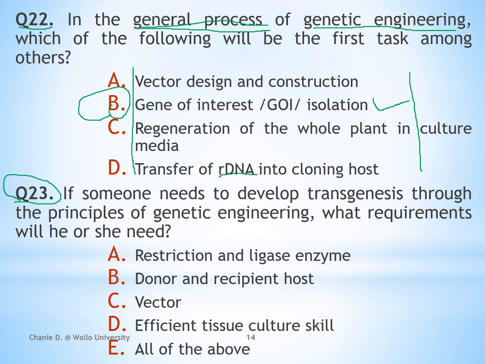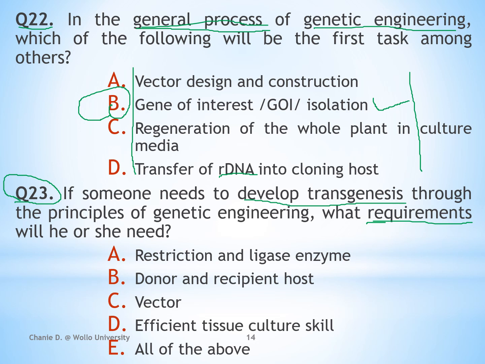Question 23. If someone needs to develop transgenesis through the principles of genetic engineering, what requirements will he or she need? This question is about the development of a transgenic organism: what requirements are important to fulfill in our laboratory? To do this genetic engineering, there are requirements. These are hosts: a donor host, the cloning host, and the recipient host. At least two hosts, the donor and the recipient, and also cloning hosts are important. Hosts are important to get a gene and to receive the gene of interest.